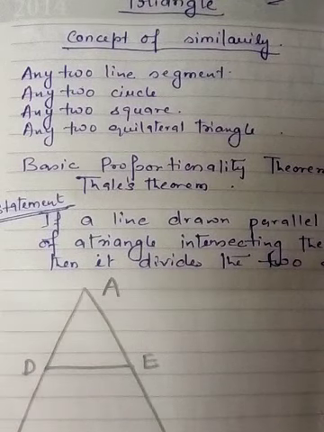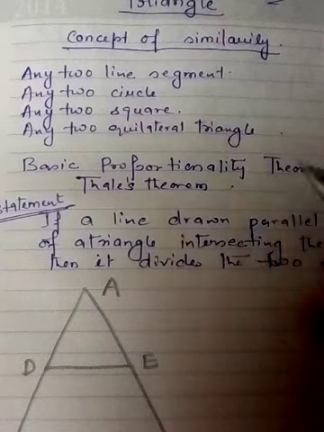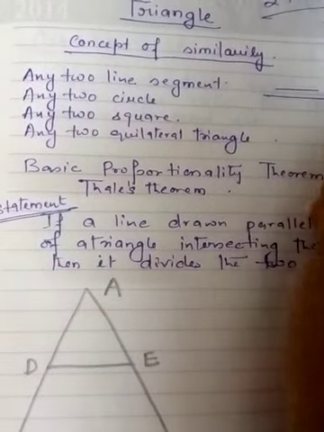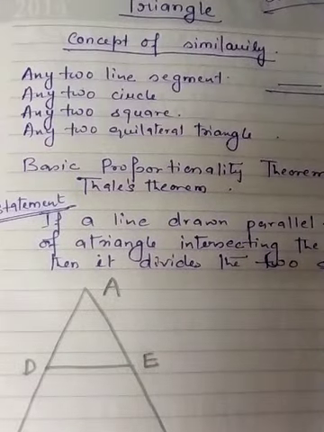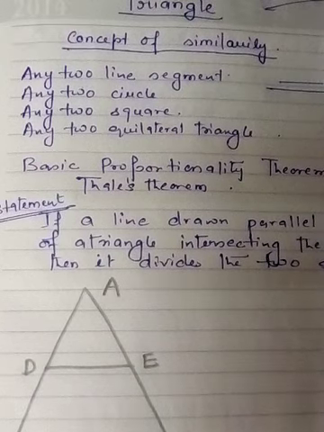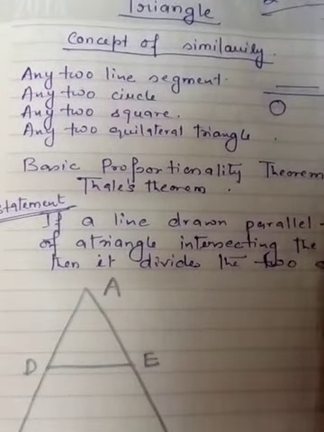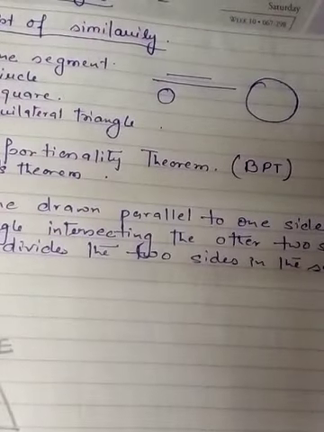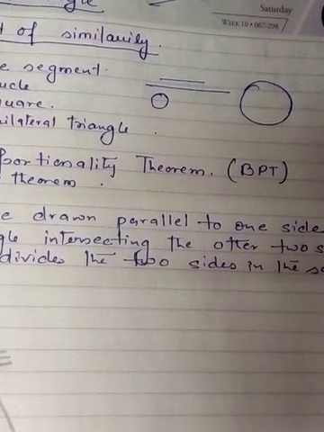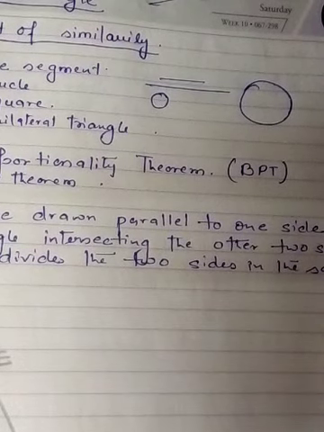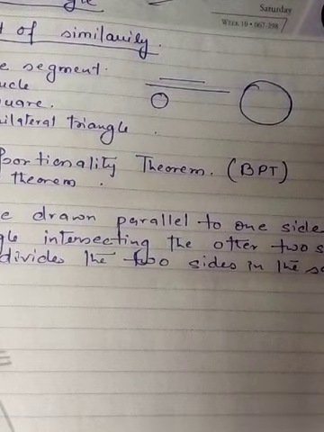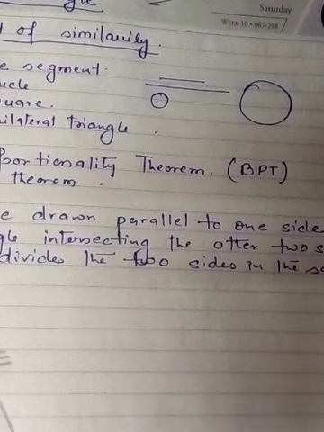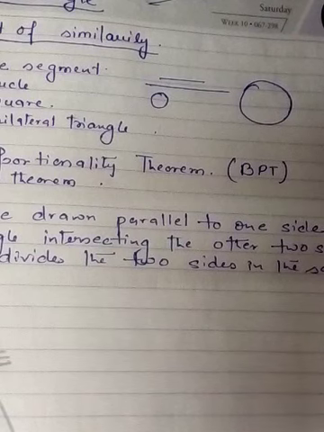Any two line segments, because line segments are straight, are similar, means they are similar in looking. Any two circles are similar whatever the radius. Suppose a circle of radius 2 centimeter and a circle of radius 4 centimeter, both are similar. In the same way, any two squares are also similar. Any two equilateral triangles of any size are similar. Any two right angle triangles are also similar.